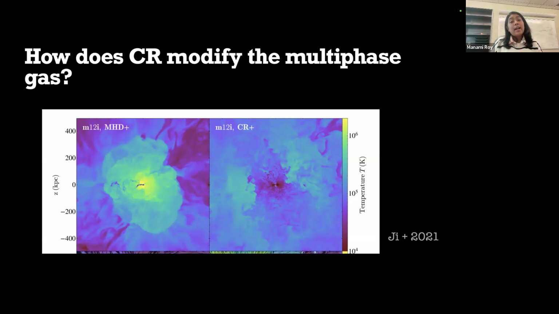But on the right hand side, when you include cosmic rays, the volume filling phase became colder than in the MHD-only simulation. So basically, it actually affects the temperature of the volume filling phase of the CGM. So cosmic rays actually modify this hot phase. They reduce the temperature of the hot phase because they provide extra pressure support to the halo.